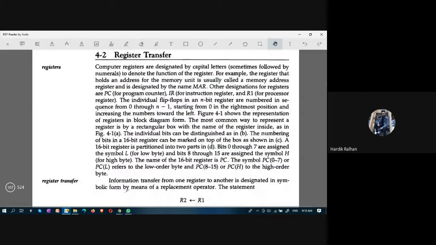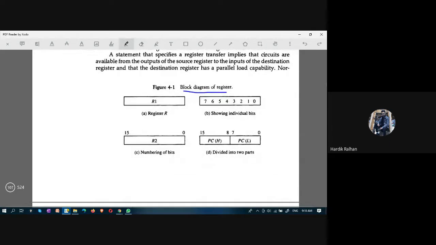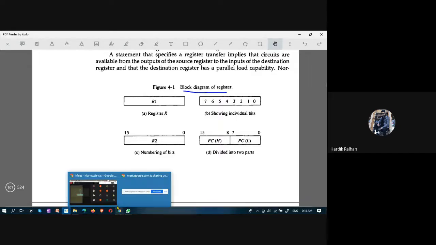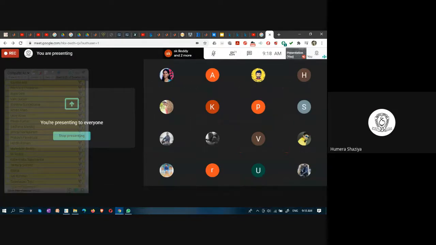All right. So now what is register transfer? Let us look at this block diagram. This is register R. And here this one is showing the individual bits. How many bits can this register R1 store? Can anyone tell me? What is the size of this R1 register? 8 bits. Very good. Why does it have the range from 0 to 7?